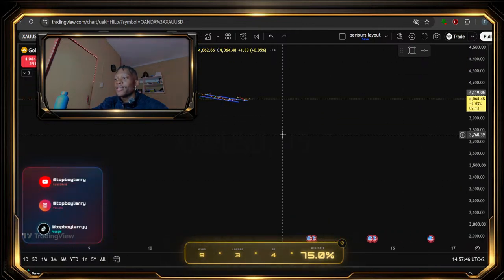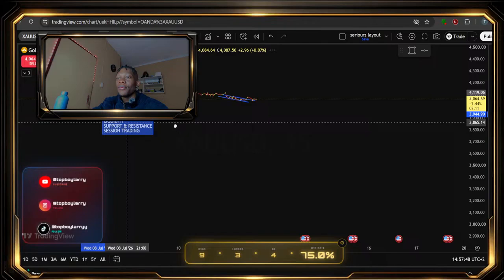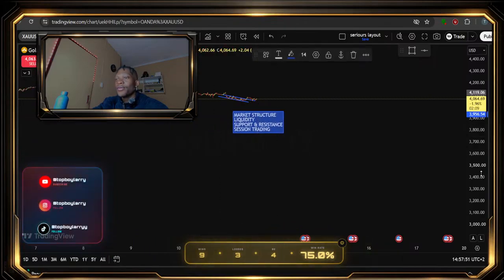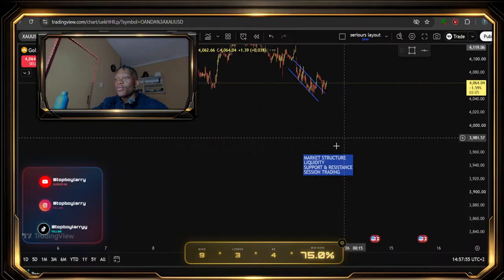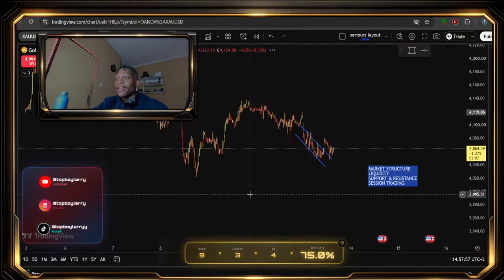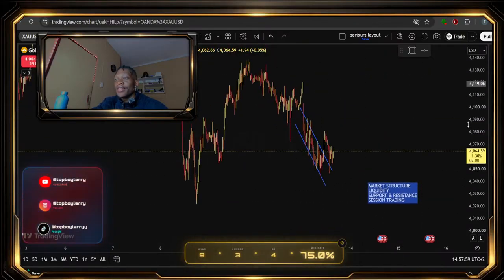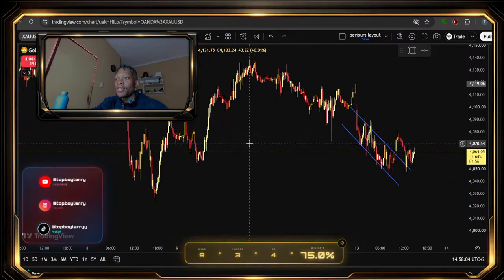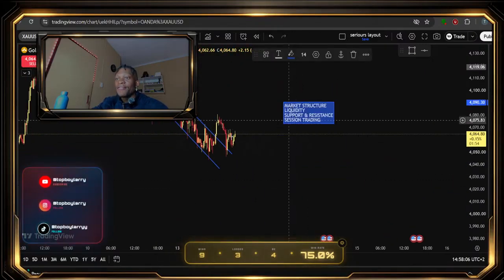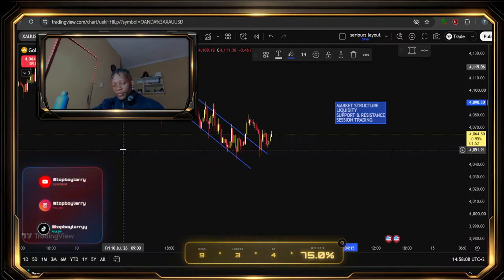Where is it? Oh, there you go. Based on the notes, we have liquidity here. One thing that you need to understand is liquidity. The reason why I trade price is because I am able to identify liquidity, right?